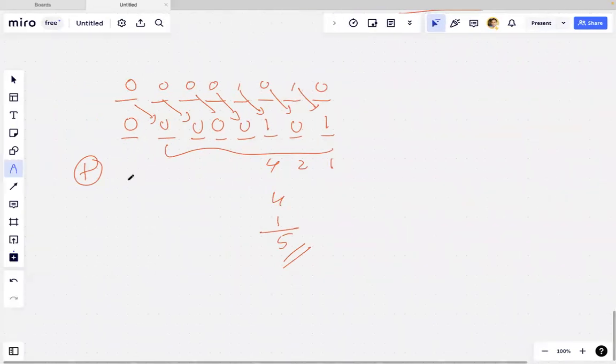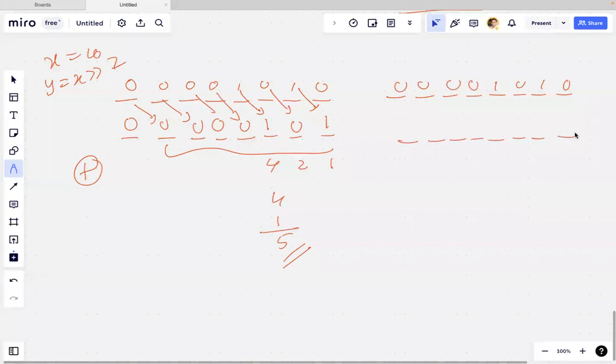What happens if x is 10 and y is equal to x right shift by 2? All the bits, that means 1, 2, 3, 4, 5, 6, 7, 8. 1, 0, 1, 0 is the 10. Here 0, 0, 0, 0. Now shift 2 bits. This one here, this one here, this one here, and 1 and 0. This 1 and this 0 are out of bound.